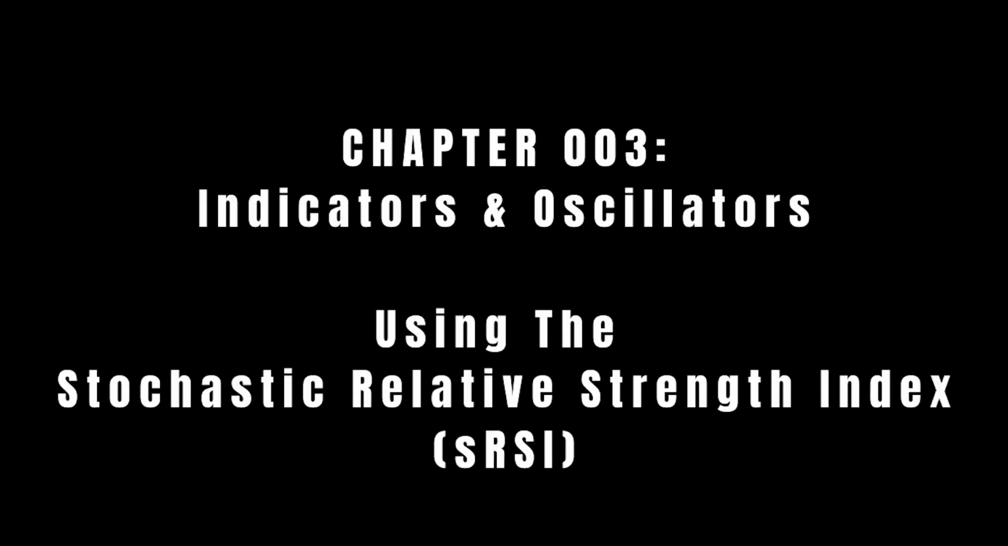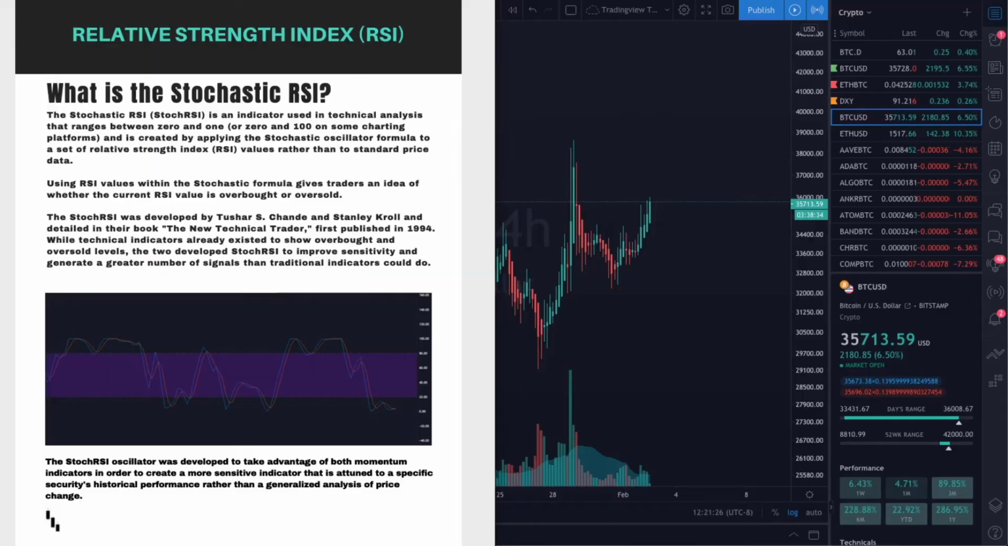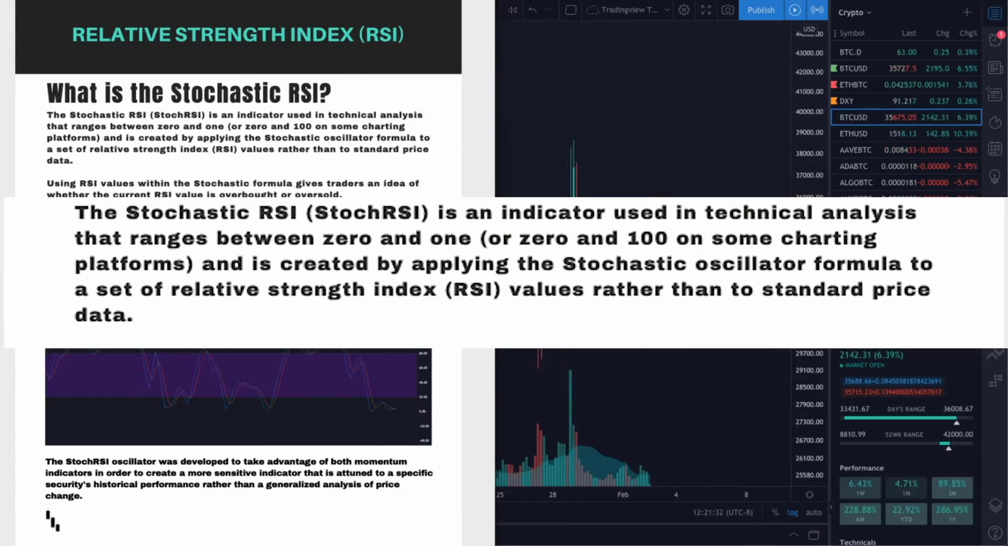All right, moving right along here. Next indicator up is going to be the Stochastic Relative Strength Index, or the sRSI. Now, this is an indicator used in TA that ranges between 0 and 1. We have talked about an oscillator and what they are. This is indeed another oscillator.